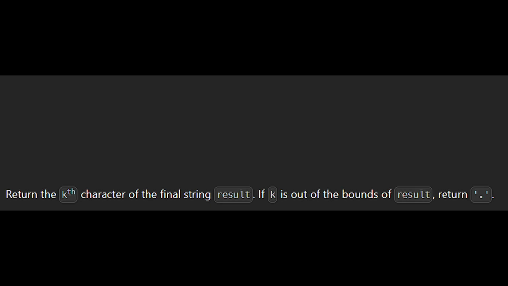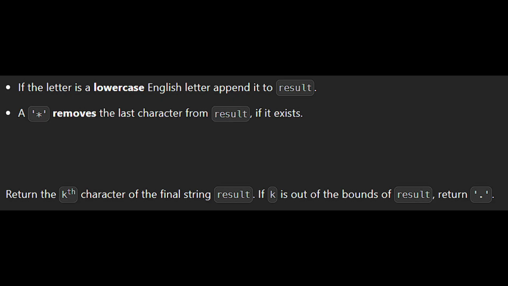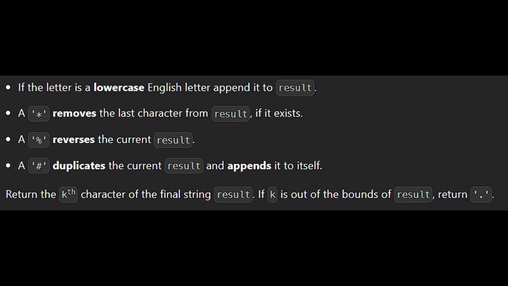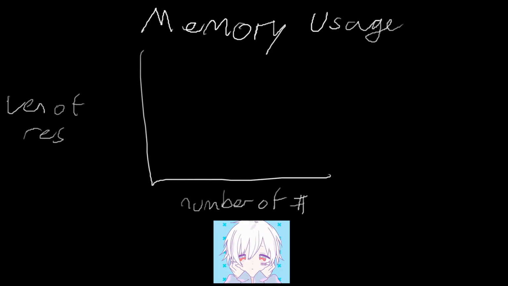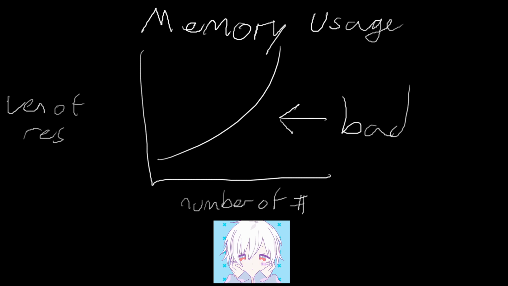There are 4 rules to keep track of for the problem. Lowercase letters get appended to the end of the string, asterisk removes the final character of the string, percentage sign reverses the current string, and finally, the reason why doing it the intuitive way is bad: hashtag duplicates a string and appends it onto itself. This means that the memory usage can scale exponentially, making it impossible to build the final string for large inputs. Essentially, if the input string spams hashtags, you're cooked.